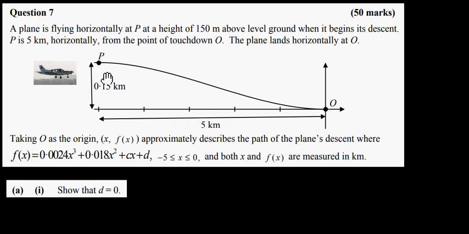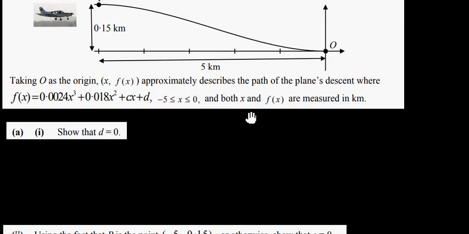-5, 0.15, but if we put that into our equation, it's not really going to work for us. The best thing to do is to use zeros whenever you can, and we have a point here on the curve, and the point is 0, 0.